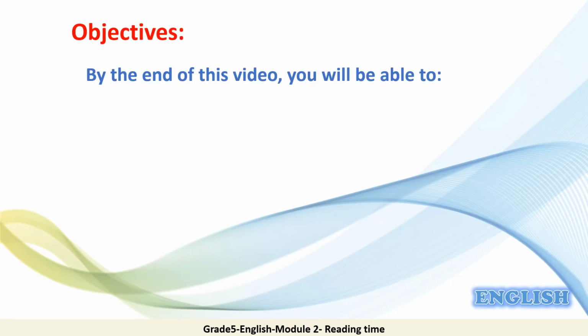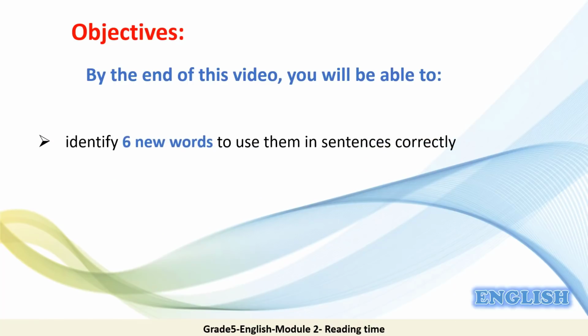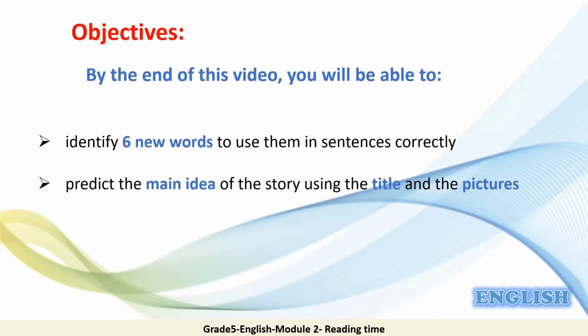Our learning objectives today are very easy and interesting. By the end of this video, you will be able to identify 6 new words to use them in sentences correctly. You will also be able to predict the main idea of the story using the title and the pictures. And finally, you will be able to read the story to answer detailed questions. Follow me.